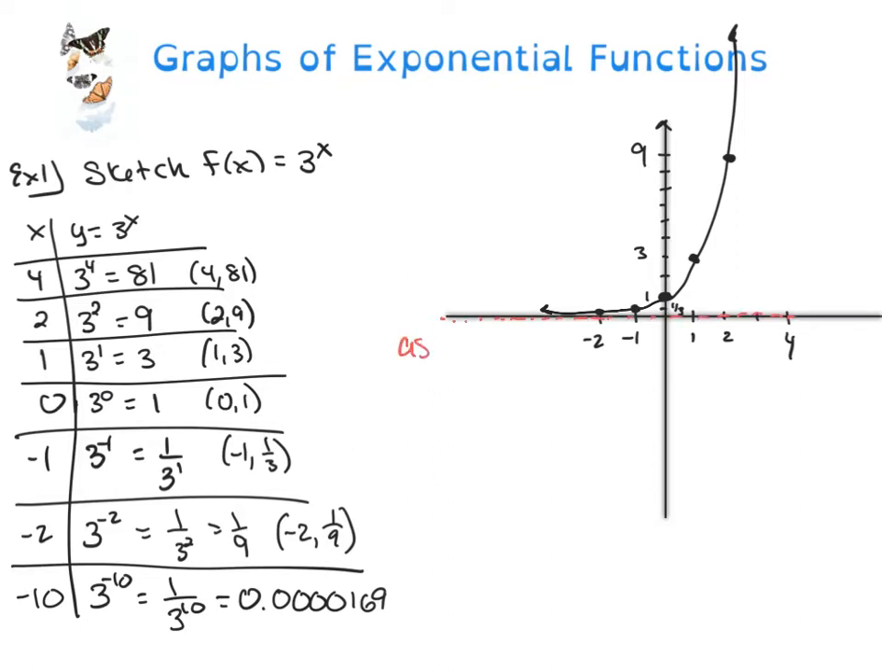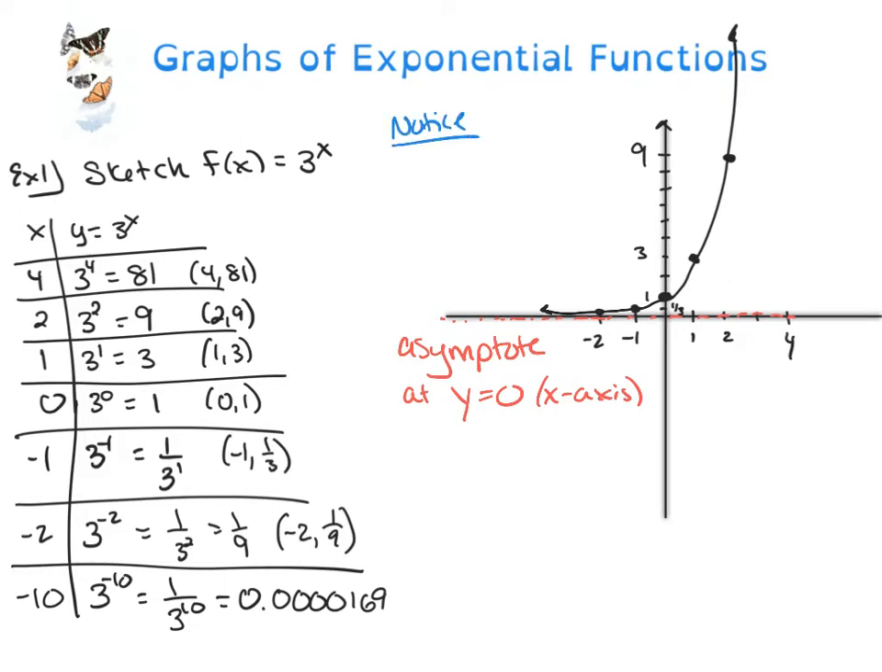So I have an asymptote at y equals 0, or in other words, the x-axis. And remember, an asymptote is a line that my curve gets close to, but doesn't actually necessarily cross. There are a couple other things I want you to notice about this graph.